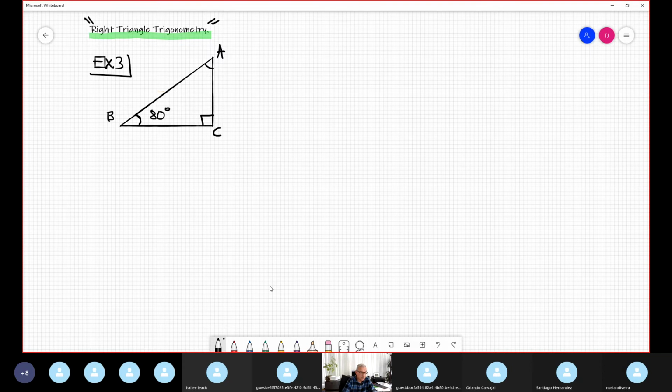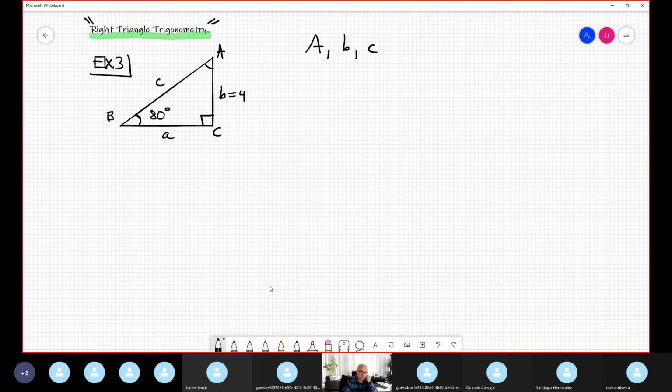One more piece of information is given. B is given, it is 4. And the rest, no idea. A, no idea. C, no idea. I need to solve the triangle, find A, find B, and find C.